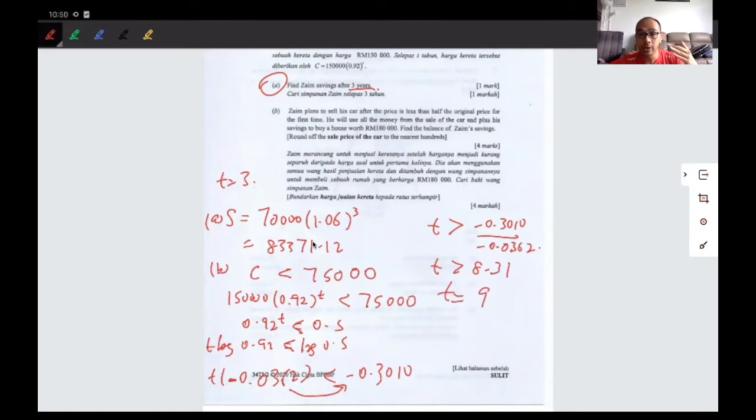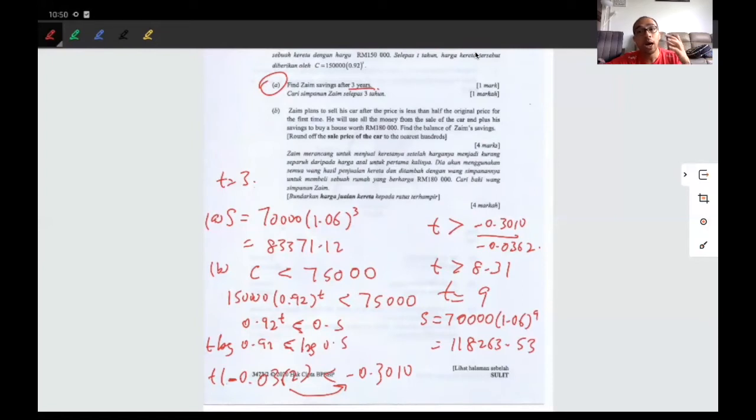So let's take a look at how much savings he has at the 9th year. When t equals 9, s equals 70,000 times 1.06 to the power of 9. That will be 118,263.53. So that's how much savings he has at the 9th year.